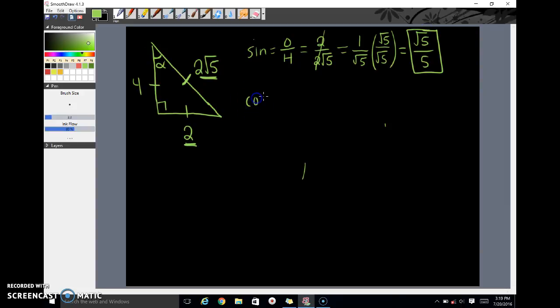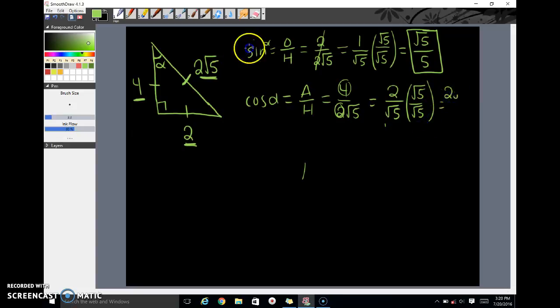I do the same thing for cosine. And this should be cosine alpha, just like the last one should have been sine alpha. Cosine is adjacent over hypotenuse, and the adjacent this time is 4. So 4 over 2 root 5. You can see that 4 over 2 reduces to 2 over 1, so I have 2 over root 5. Then I rationalize the denominator the same way, so I multiply by root 5 top and bottom. That gives me 2 root 5 over 5 for my cosine of alpha. I keep saying theta, but it's alpha this time.